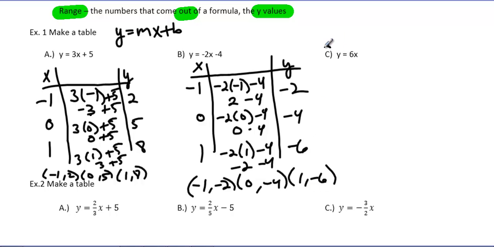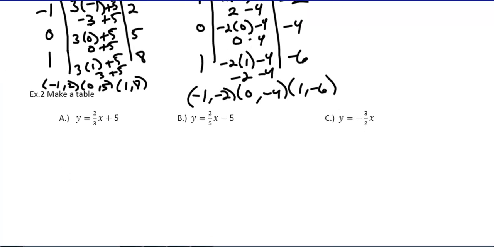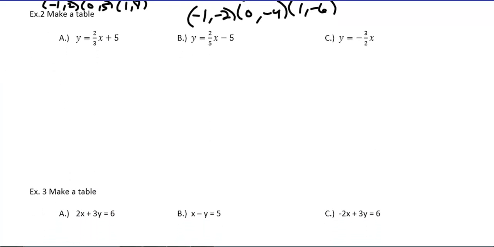Example C we're going to do in class tomorrow, so skip that for now. Let's move on to example 2. Now you'll notice example 2 looks just like example 1. It's telling us to make a table. But what's different now is I have fractions in front of the x. And how this makes the problem different is I want to be a little bit smarter with what I choose for my x value.